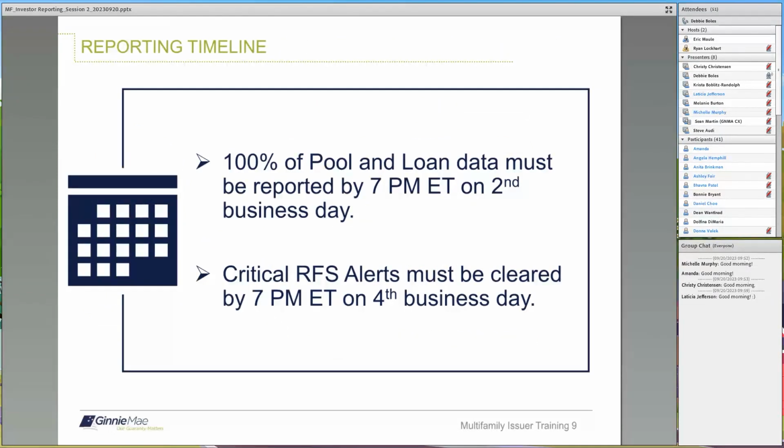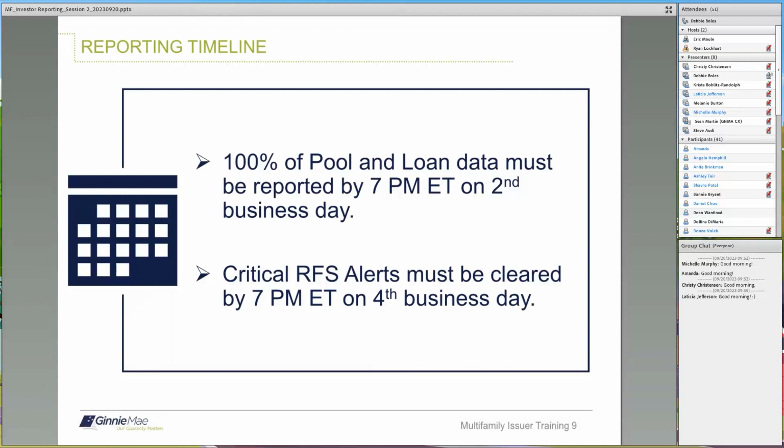It's very important that 100% of pool and loan data be reported by 7 p.m. Eastern Time on the second business day in RFS. Also, critical exceptions must be cleared by 7 p.m. Eastern Time on the fourth business day.